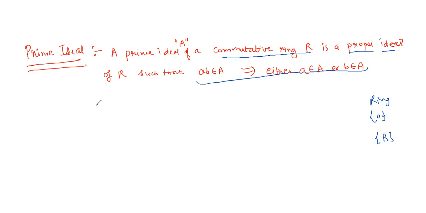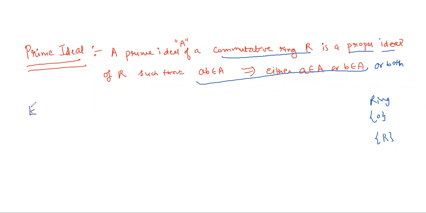That means if a times b, this kind of element, belongs to that ideal, then this will imply either a belongs to that or b belongs to that, right? So I hope this is clear. We'll do examples and then it will be better clear that whenever the product of two elements is there, one of them is there, or both. Obviously that possibility is also covered. So let's see through the examples, right?